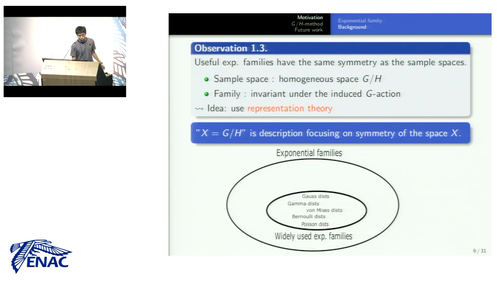Here is a good observation to attain our purpose. Useful exponential families have the same symmetry as the sample spaces. Mathematically, the sample space is a homogeneous space G mod H, and the family on the space is invariant under the induced G action. Here G is a Lie group, and H is its closed subgroup. And writing a space as G mod H is a description focusing on the symmetry of the space.